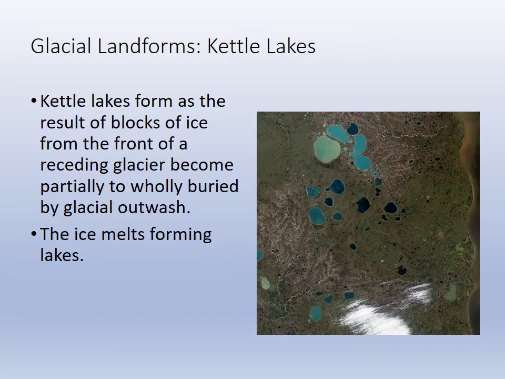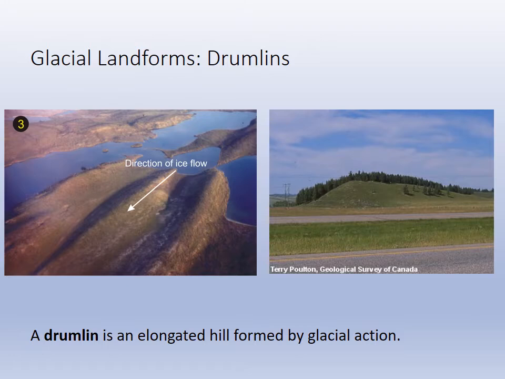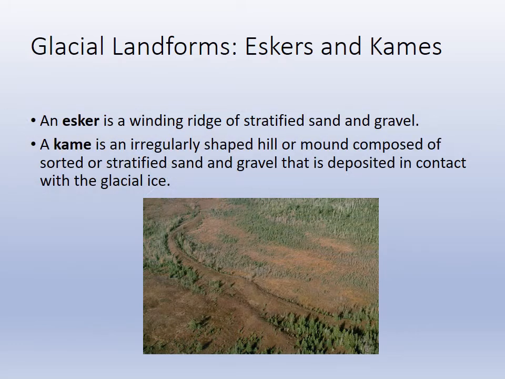Kettle lakes are chunks of ice that have melted, leaving deep, round lakes. Drumlins are elongated hills formed by glacial movement. Eskers and kames are ridges and hills caused by glacial deposition.